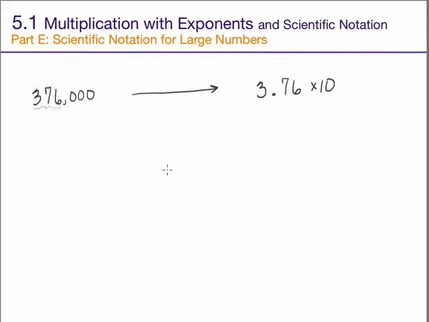Well, to get this number, 3.76, to look like its original form, I would need to move this decimal point 1, 2, 3, 4, 5 places, and then fill in the blank spaces with zeros. So that means that my exponent is 5. Let's back up a little bit and see how this really works.